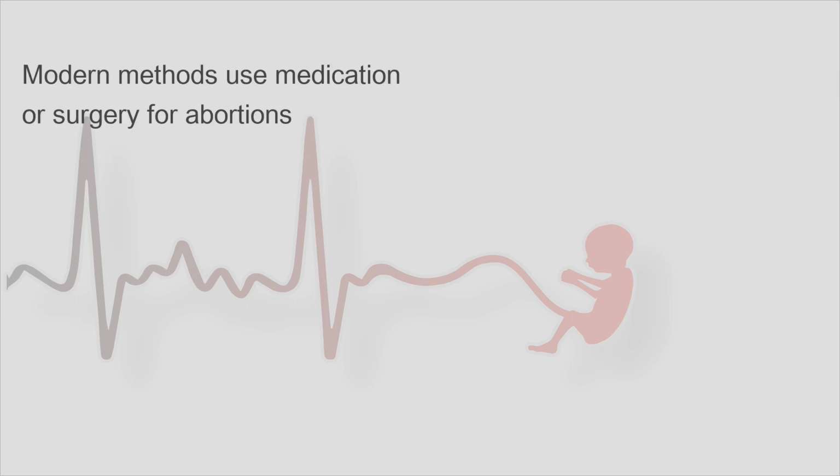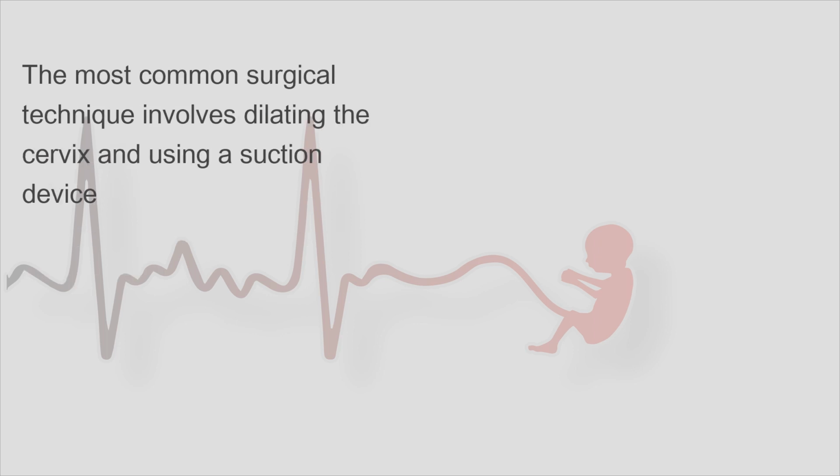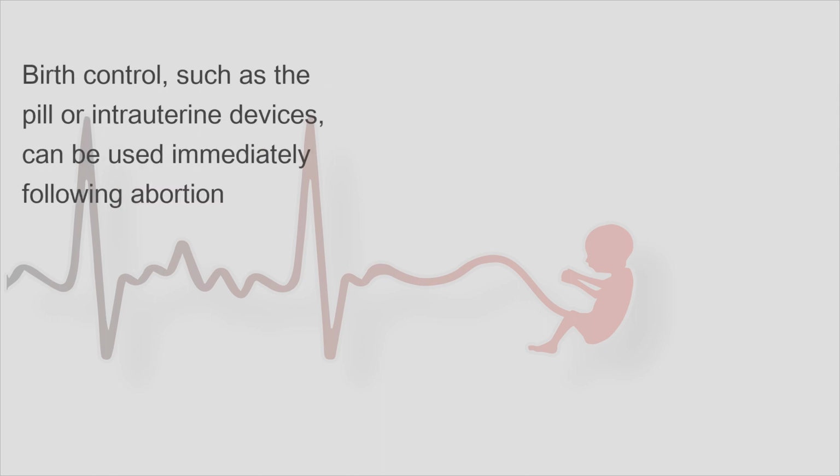Modern methods use medication or surgery for abortions. The drug mifepristone in combination with prostaglandin appears to be as safe and effective as surgery during the first and second trimester of pregnancy. The most common surgical technique involves dilating the cervix and using a suction device. Birth control, such as the pill or intrauterine devices, can be used immediately following abortion.